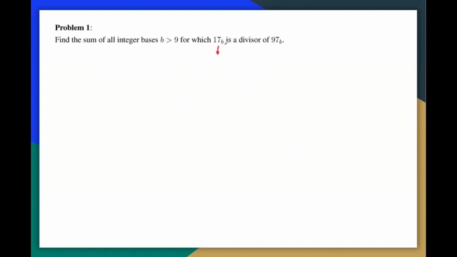So this would be b times 10 to the 0th power, which is, I mean, b to the first power times 1, which is b, plus 7 if I just make it base 10. And in the same way, the other is going to be 9b plus 7. So we are told 9b plus 7 is going to be divisible by b plus 7. At this point, you can say this is equal to an integer and go with that.